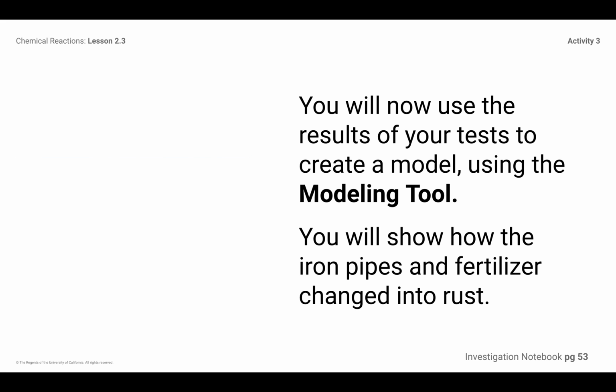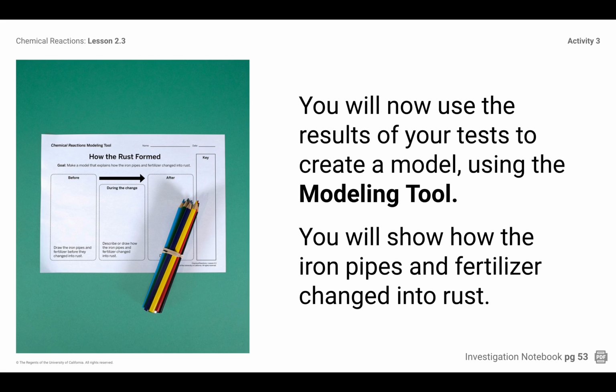So now you are going to model what you just saw. And hopefully you took a picture of it. If not, feel free to use the tokens to figure this out. So you're going to use the results of your test to create a model using the modeling tool. We are not doing this on paper. I'm going to have you switch over to your PDF, and I'll give you a second to do that. Let me explain what you're doing. You're going to show how the iron pipes and the fertilizer changed into rust.